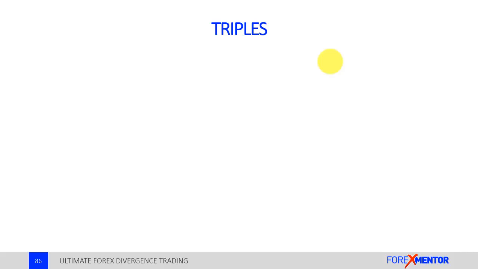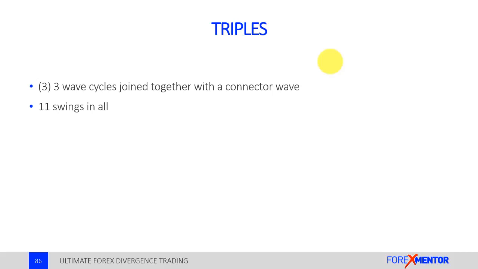Triples are simply three-wave cycles joined together with a connector wave. There's 11 swings in all, and we'll label these as W, X, Y, X, Z. So basically, you're taking a double, adding another connector, and then adding another leg of the cycle to form a triple.